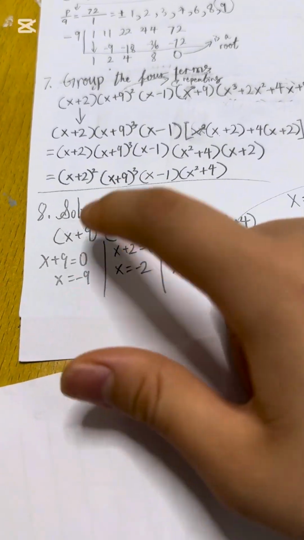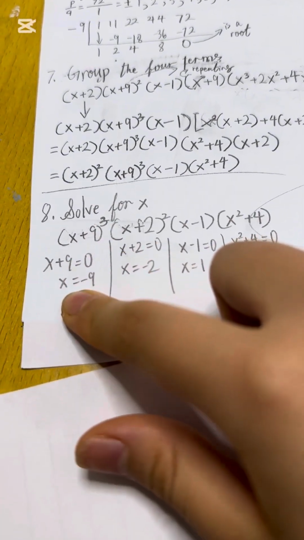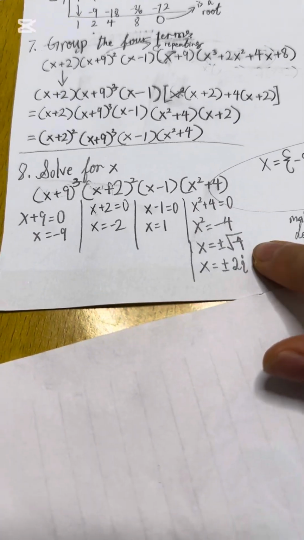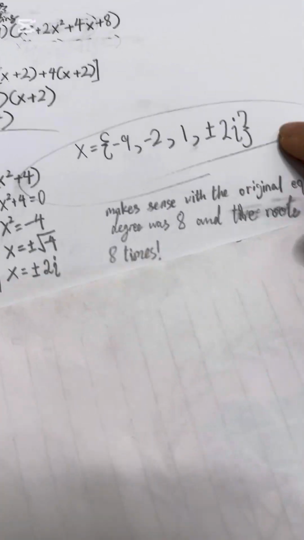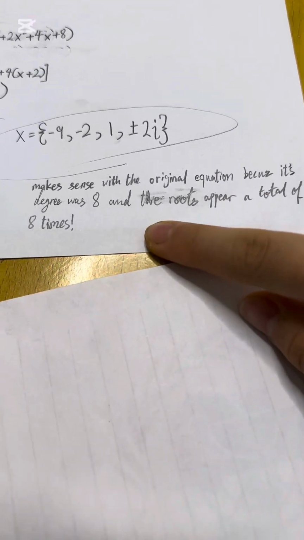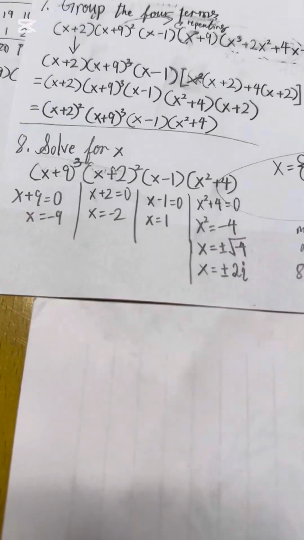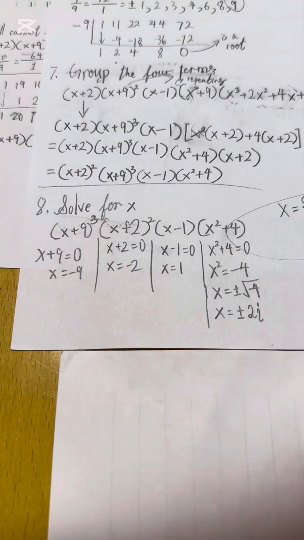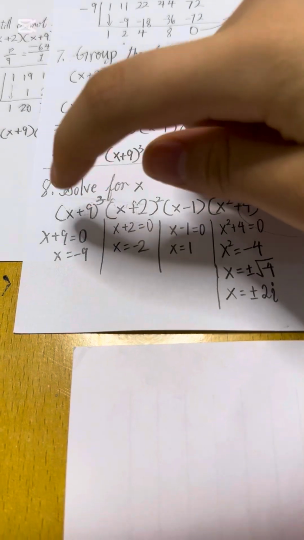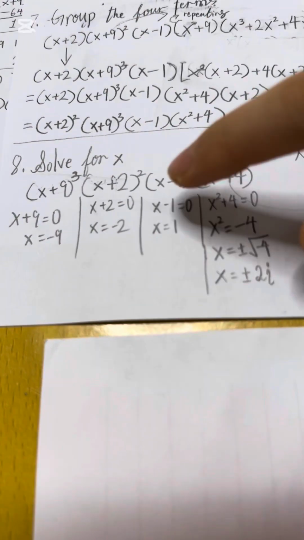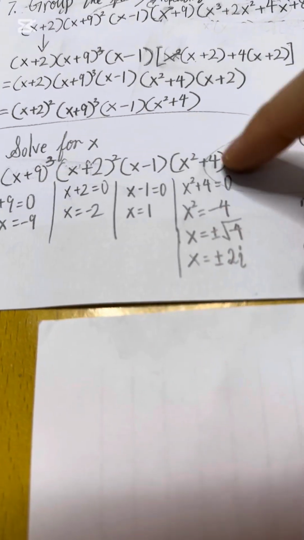Basically, for each binomial, I set it to 0 and solve for x, and these are the answers I got. I got an imaginary answer, which is x equals plus or minus 2i, and this makes sense because the original equation has a degree of 8, and the roots appear a total of 8 times. There are not 8 roots, but they appear a total of 8 times. See, 1, 2, 3 for x plus 9, x plus 2 twice, x minus 1 just once, and the imaginary root appears twice because of the plus or minus.